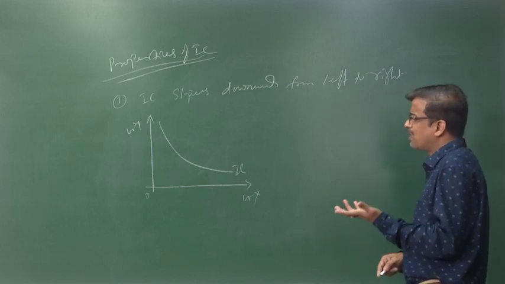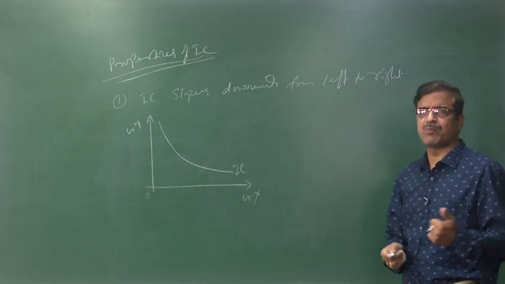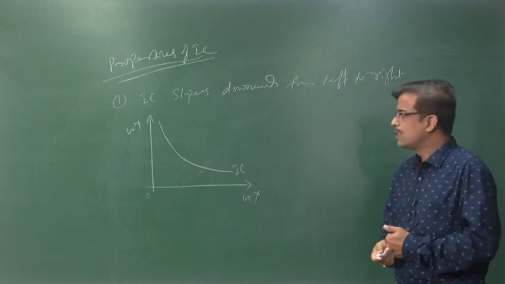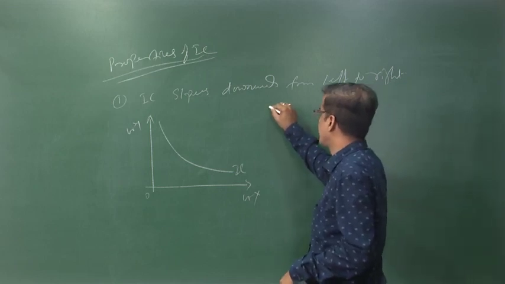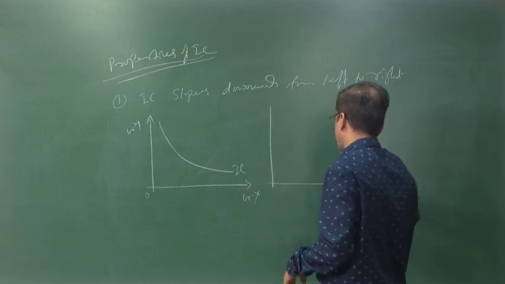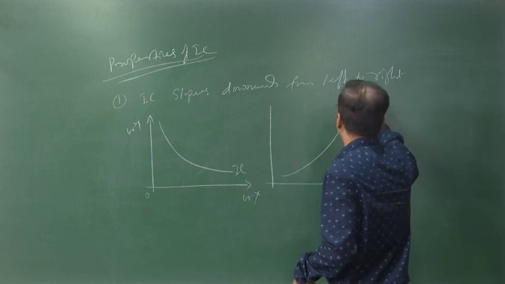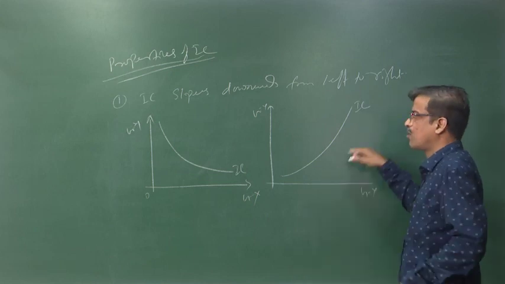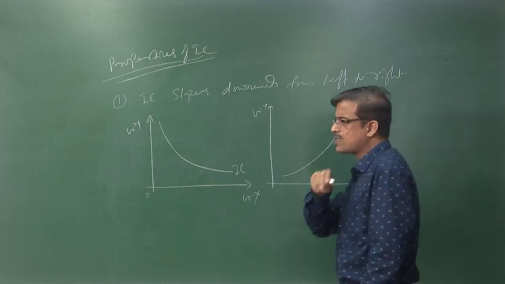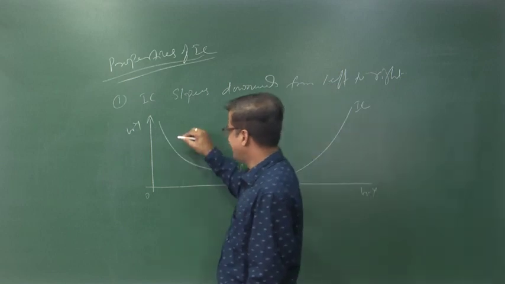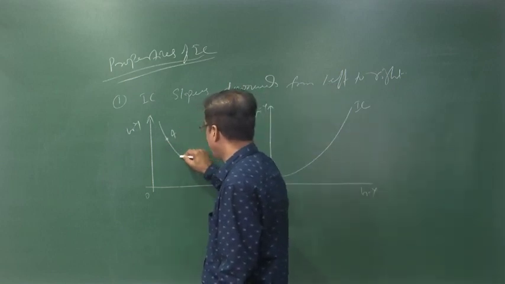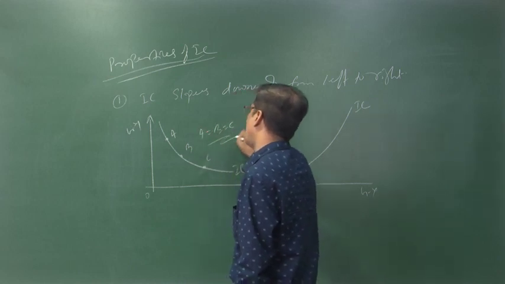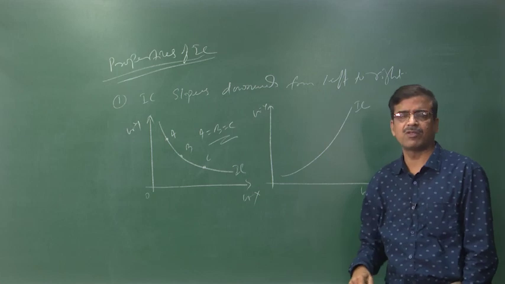Why is it downward sloping, why not upward sloping? What is the problem behind it? Suppose it were upward sloping like this. Why is this not possible? There is a non-satiety assumption, as you know. Each and every point, point A, point B, point C, A equals B equals C. All the points provide the consumer an equal amount of satisfaction.